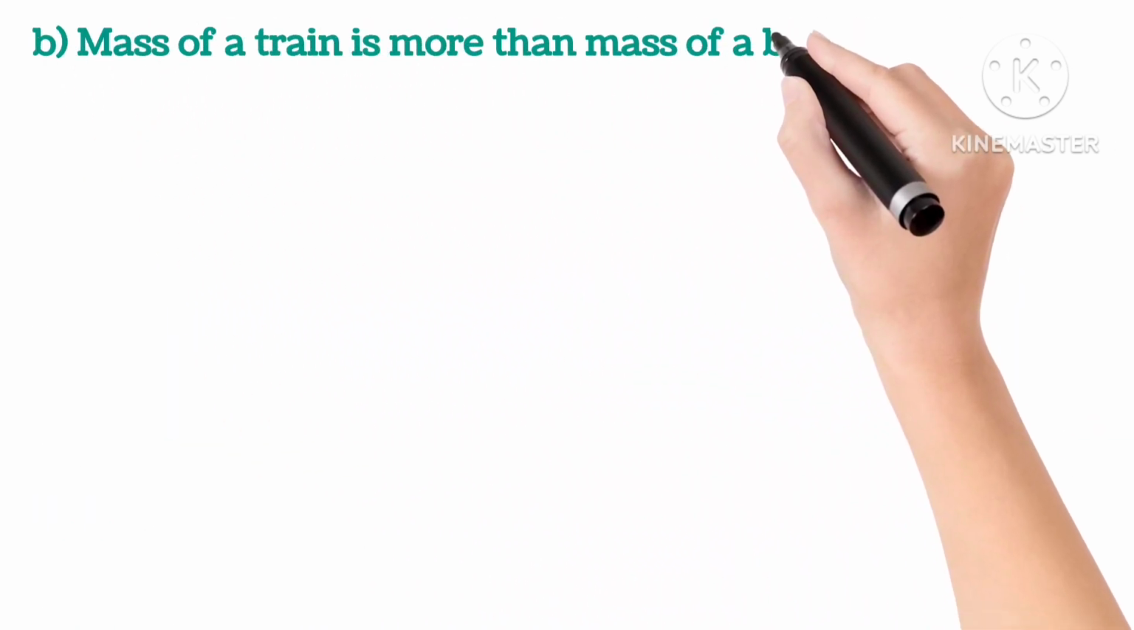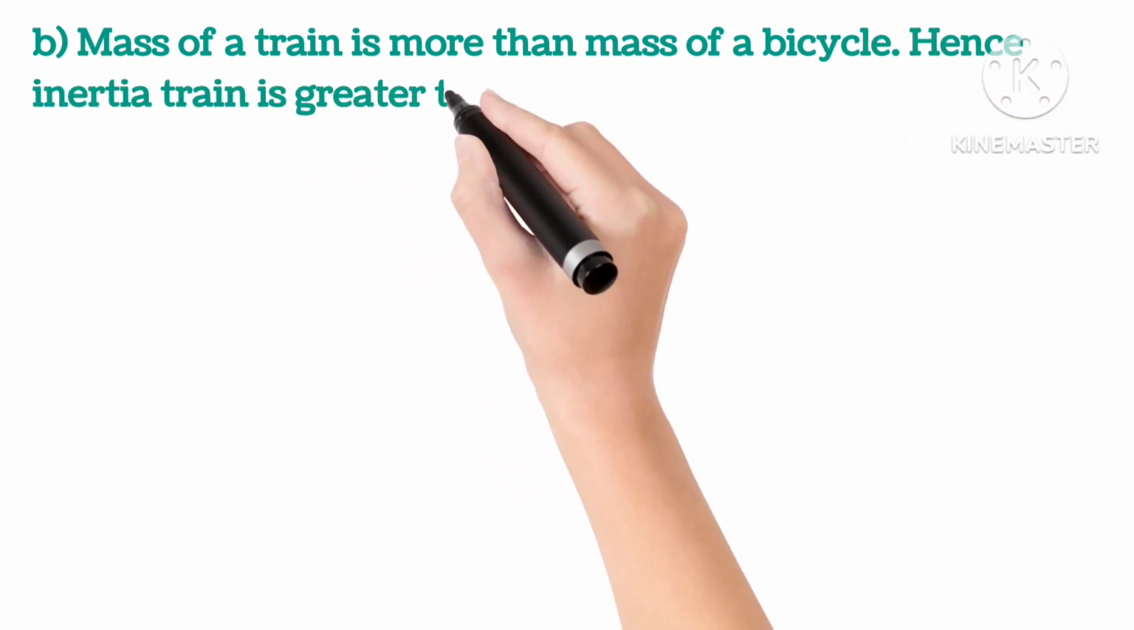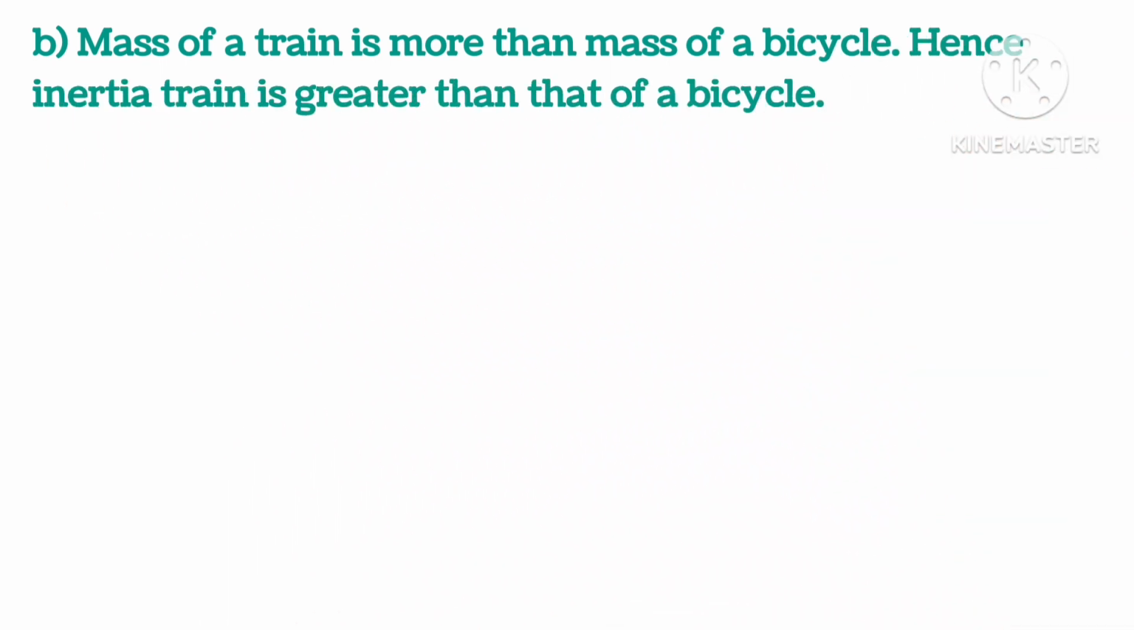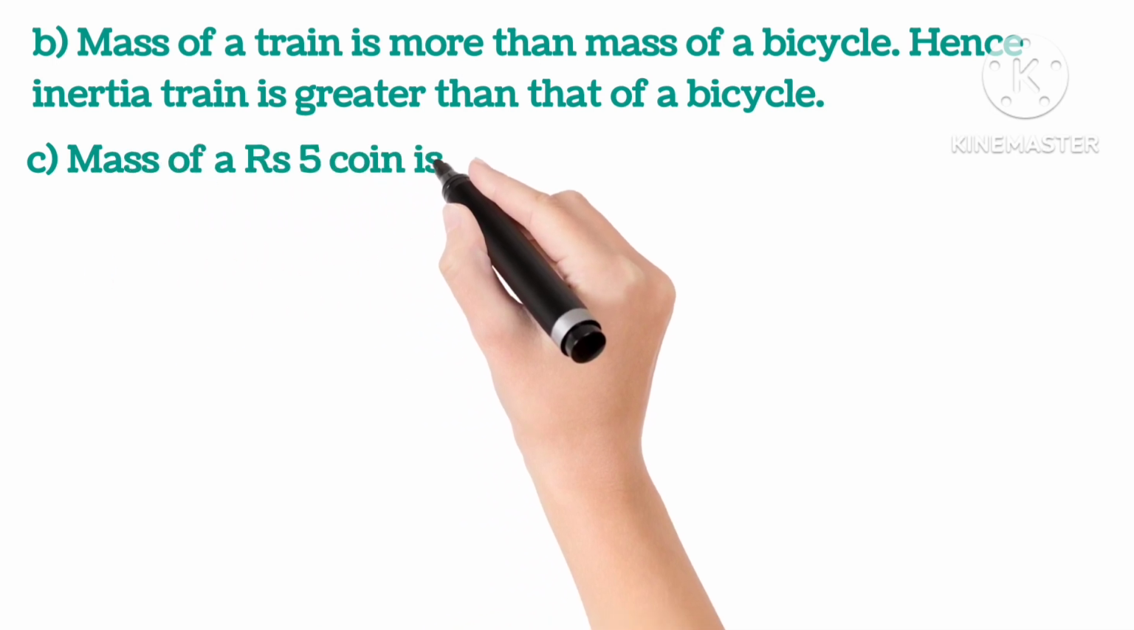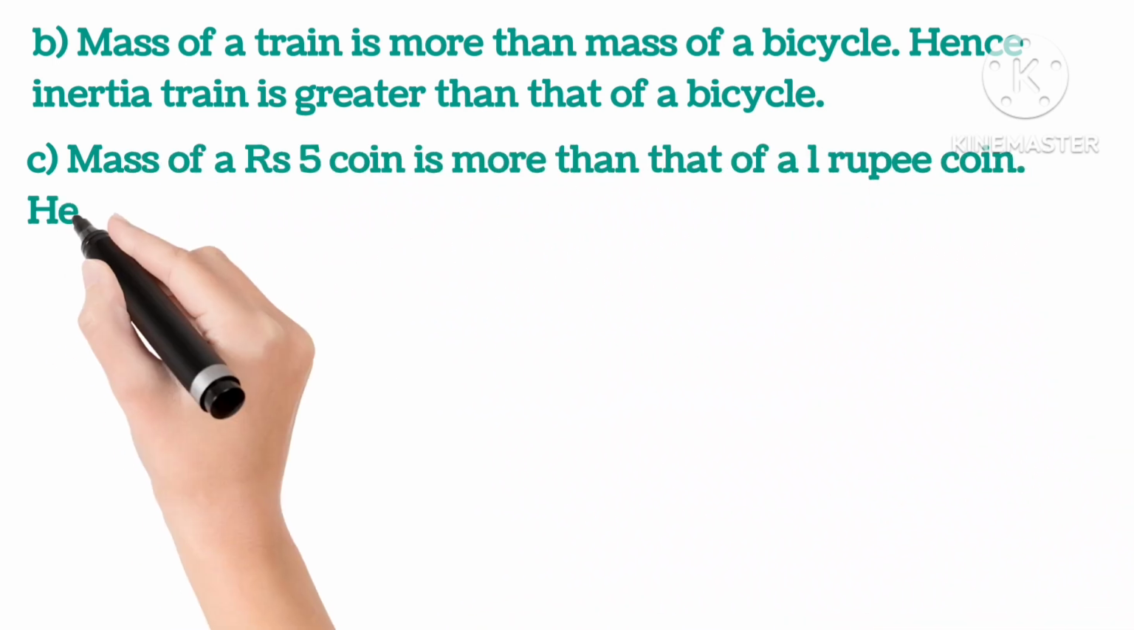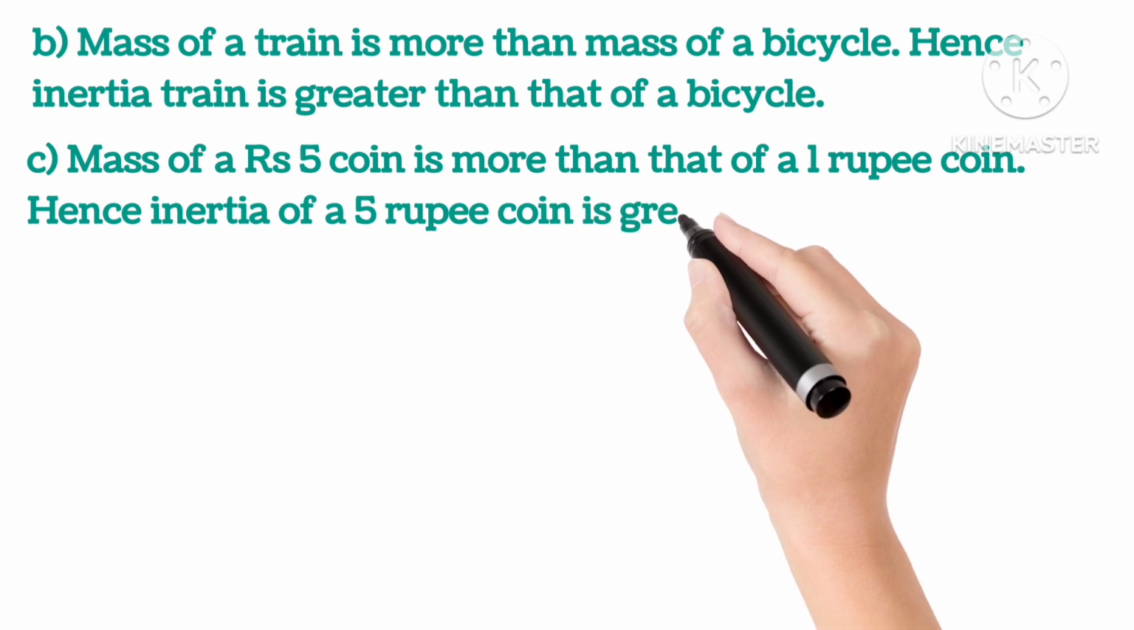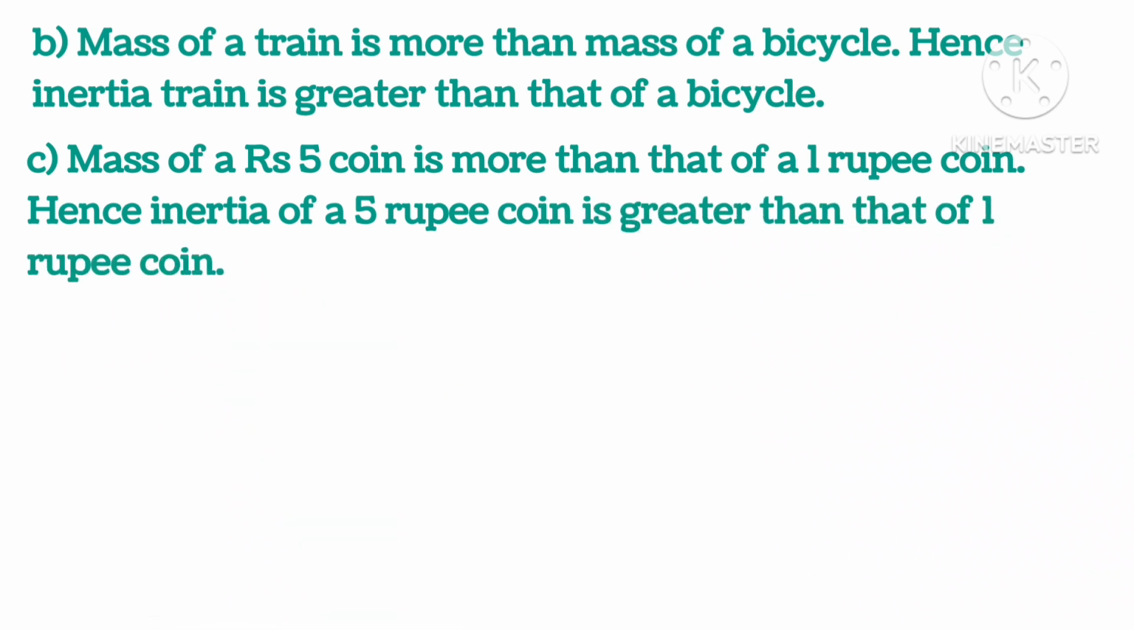Similarly, mass of train is more than the mass of bicycle. Hence the inertia of train is greater than that of bicycle. And mass of 5 rupee coin is more than 1 rupee coin. Hence the inertia of 5 rupee coin is greater than that of 1 rupee coin.